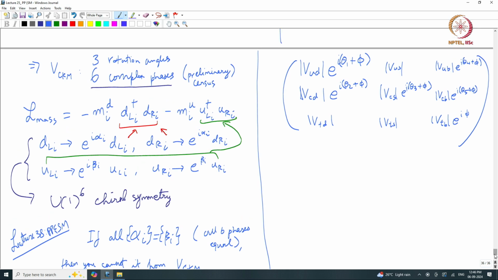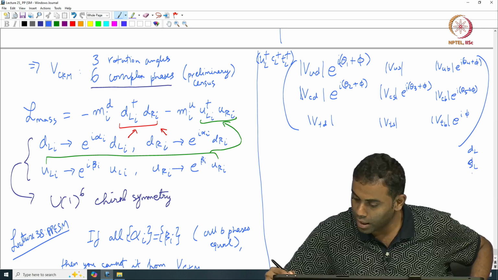Now, imagine, can I remove the theta 1? Imagine I want to remove just the theta 1. So, what do I do? Remember that I have hit this matrix on the left with a U L dagger and C L dagger and T L dagger, right. And then on the right I have hit it with what? A D L and S L and a B L, right.